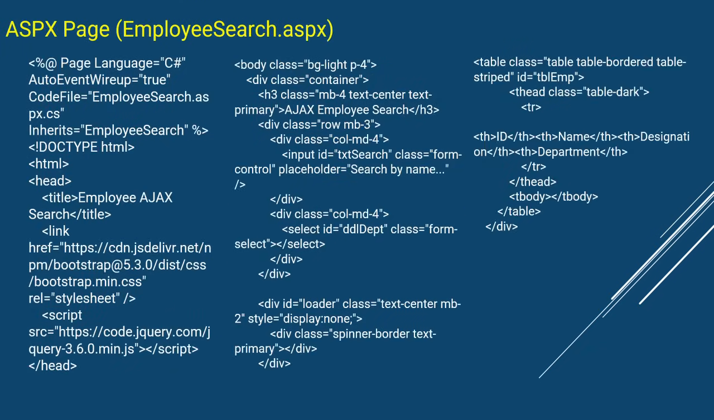This is the ASPX page structure for employeesearch.aspx. It includes standard HTML and ASPX directives linking to Bootstrap and jQuery libraries. The page body features a container layout with a header, an input field for searching employees by name, a drop-down list for selecting departments, and a table structure to display the employee results. A hidden loader element is also included to show activity during the AJAX request.